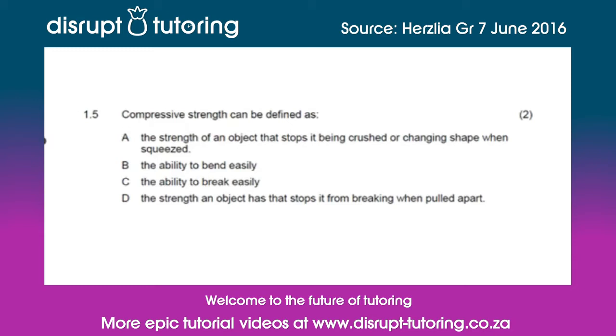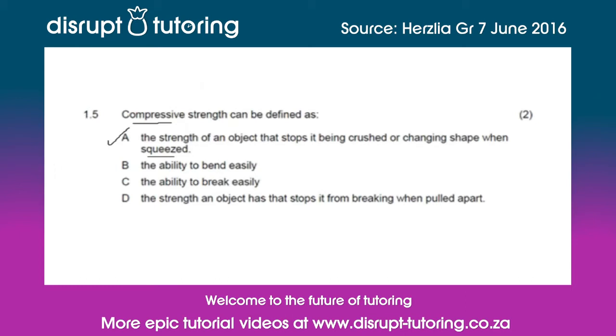Okay, so the answer to our question here is A, the strength of an object that stops it being crushed or changing shape when squeezed. To help us remember, we can just remember that compression means squeezing or squashing. Therefore, compressive strength is the resistance to being squeezed or squashed. That's one way you can remember this definition and the answer.